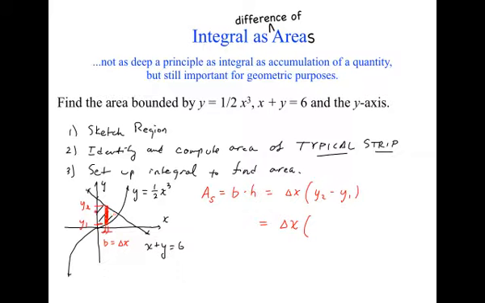So we want, what is y? So that is defined by this line. So what is y in terms of x? 6 minus x. So 6 minus x, then minus, what is y1 in terms of x? That's just our 1/2 x cubed.